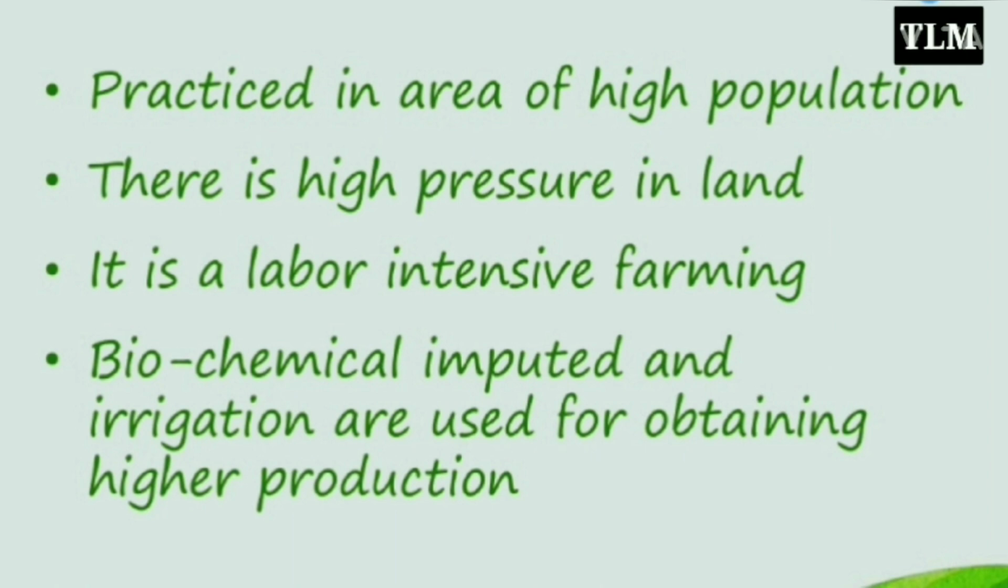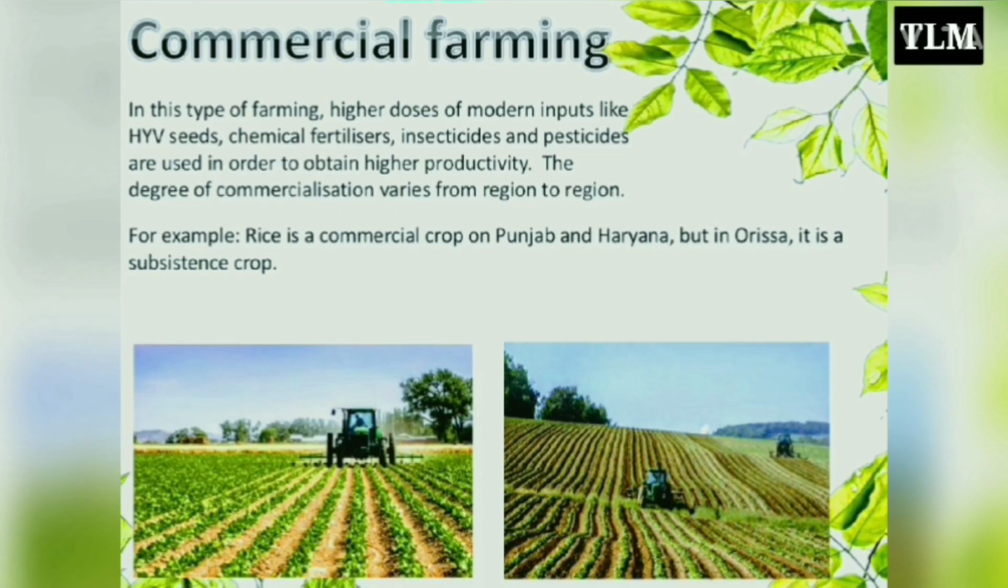Our next type of farming is commercial farming. In this type of farming, higher doses of modern inputs like HYV seeds, chemical fertilizers, insecticides and pesticides are used in order to obtain higher productivity. The degree of commercialization varies from region to region.